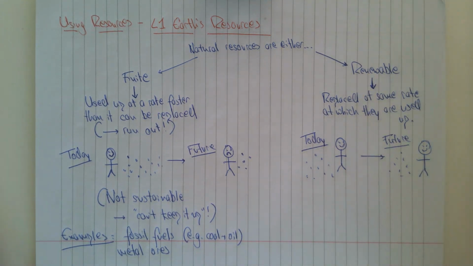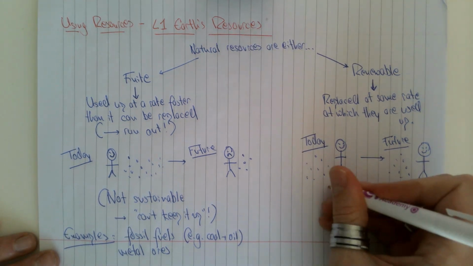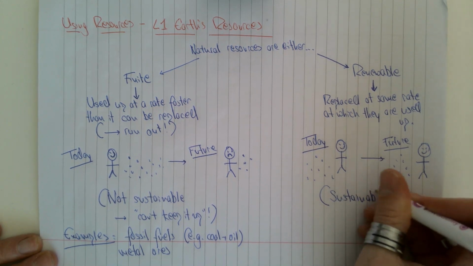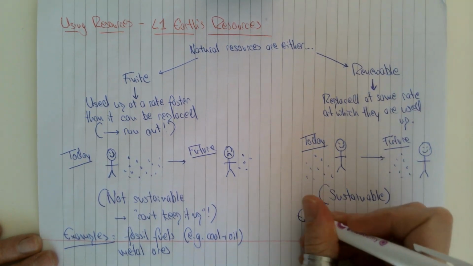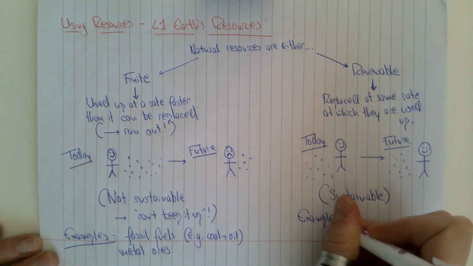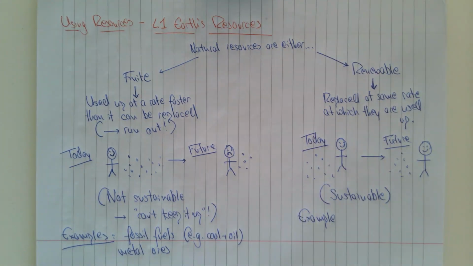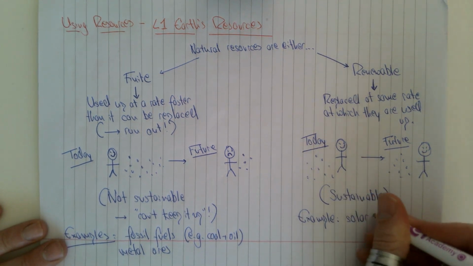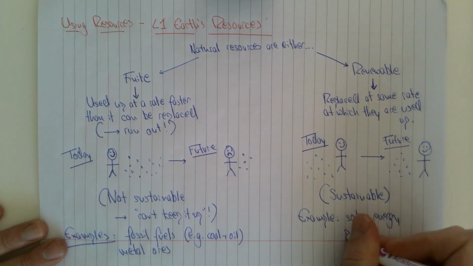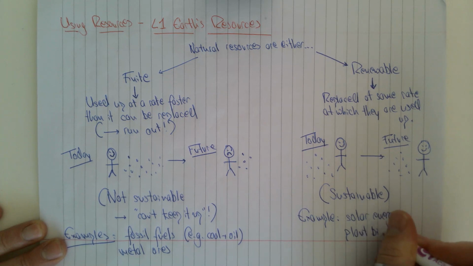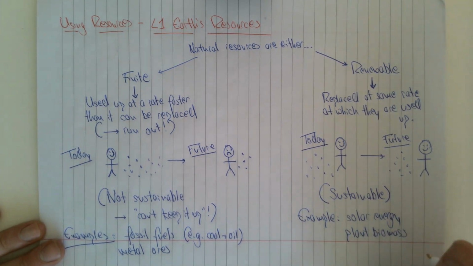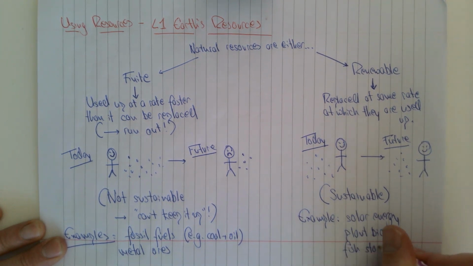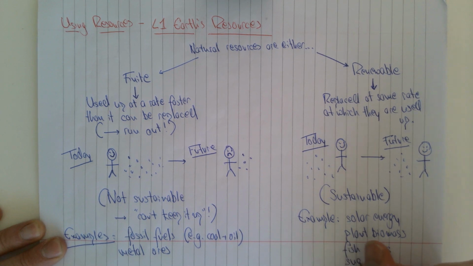So, if you think about it, you might describe this process or these types of resources, uses of these resources as sustainable, because you can keep up the use of them. So examples of renewable resources are things like solar energy, plant biomass, fish stocks, and sugarcane.